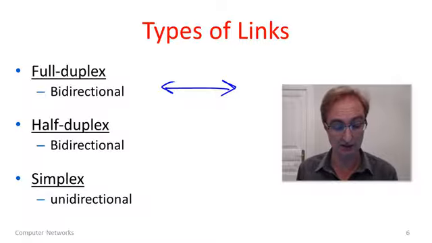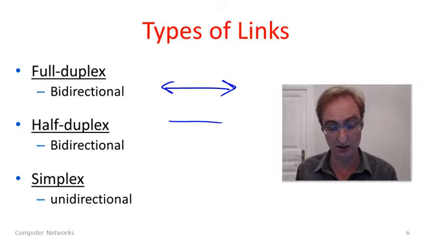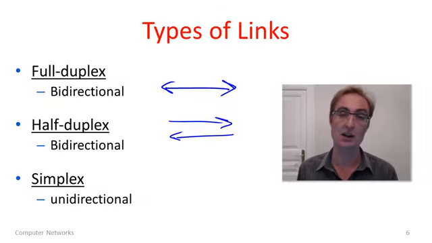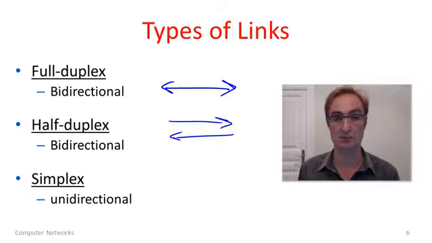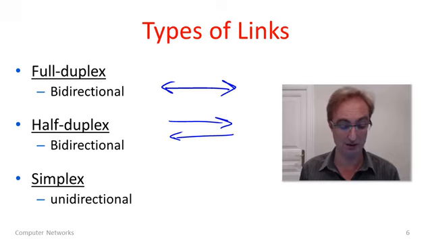Other links are half duplex. Now that means that I can send a message in either direction, from left to right or right to left, but not at the same time. So I have to use either one of these. Wireless is a good example of a half duplex medium. You can send a message between two nodes from left to right and then from right to left, but you can't send a message in both directions on the same frequency at the same time, at least not very easily.